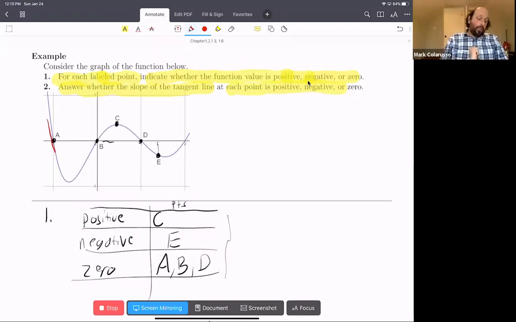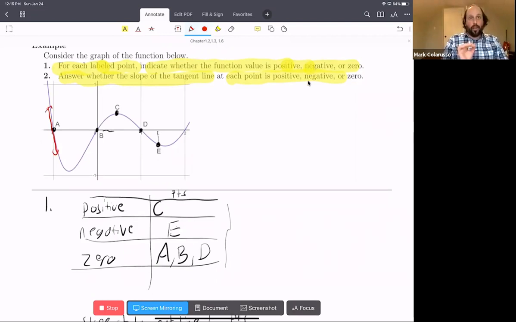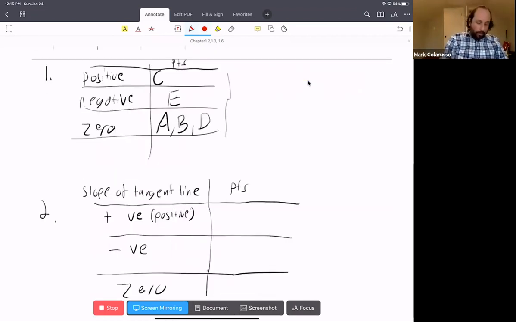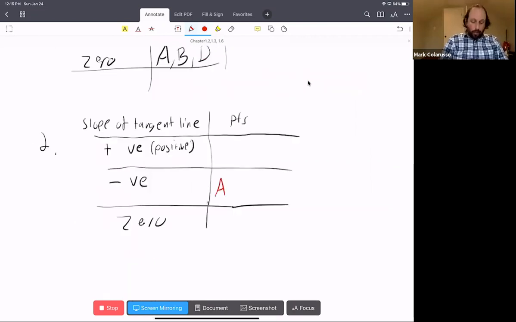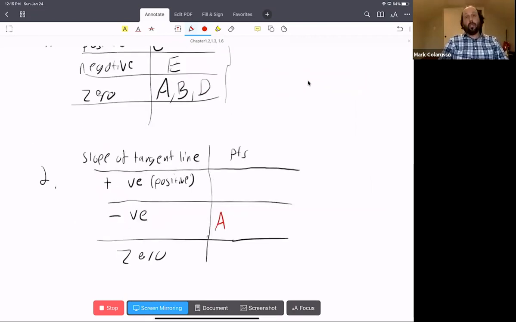Maybe you are. So for A, the tangent line to the graph at A is basically this red line. Let me clean that up a bit. So it's the red line touching the graph at A, having the same slope as the graph at A. That line is falling, right? So the slope of that line here is negative. So A goes in the second column.